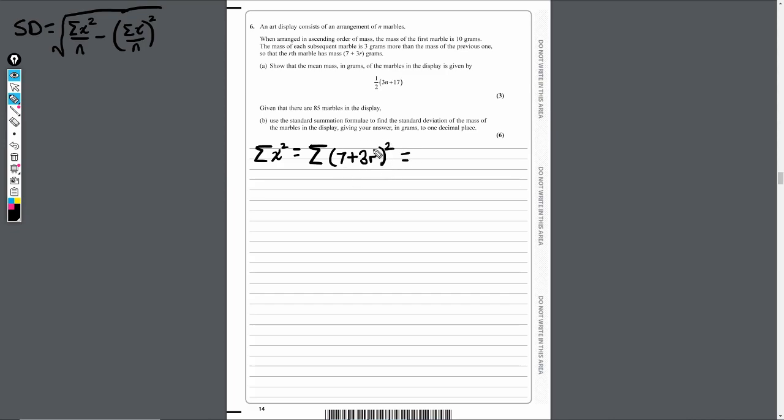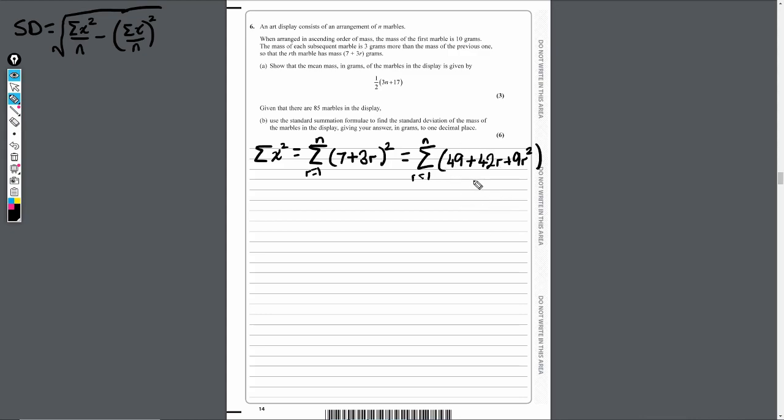Now treat this as a double bracket and expand it. I've already done the expanding, but it should hopefully be pretty straightforward. It's just double brackets, obviously. And remember, we're going from r is 1 up to n. So what will this be? This will be 49 plus 42r plus 9r squared, like so.